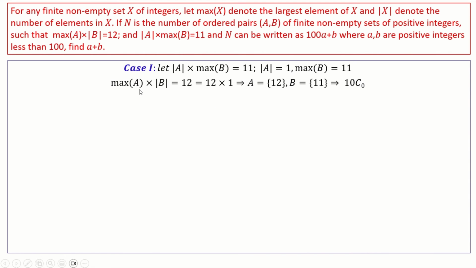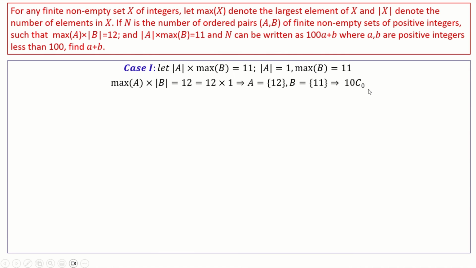Now max of A into absolute B equal to 12. This is the second condition to be satisfied, correct? So this will have several possibilities, like 12 is not a prime number, right? So you will have 12 into 1, 6 into 2, 4 into 3, 3 into 4, 2 into 6. All possibilities are possible here, right? So let's take one by one. I'm writing it as 12 into 1. That means A equal to 12 because max of A equal to 12 and absolute A equal to 1. That means only one element is there, so only 12 has to be here. And then max of B equal to 11 and absolute B equal to 1, which means B has to be 11.